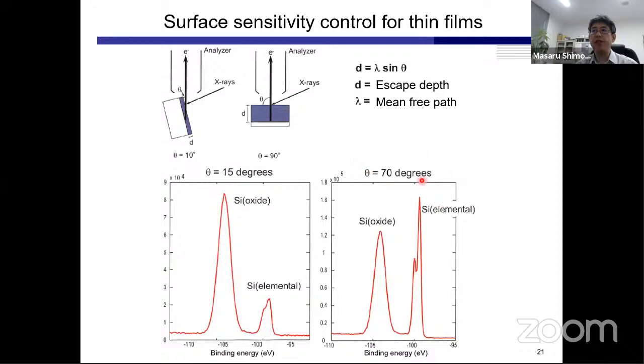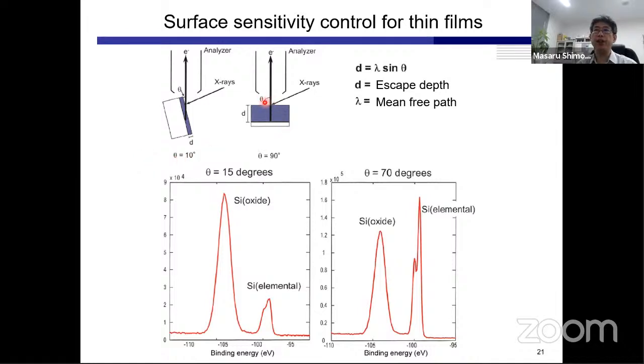But if we increase the angle, then in the case of 70 degrees, the elemental silicon, the bulk silicon, is observed, and it's almost comparable with the oxide of the surface. So if we change the angle for a thin film, then we can separate the surface information and bulk information very simply. But we have to be careful.